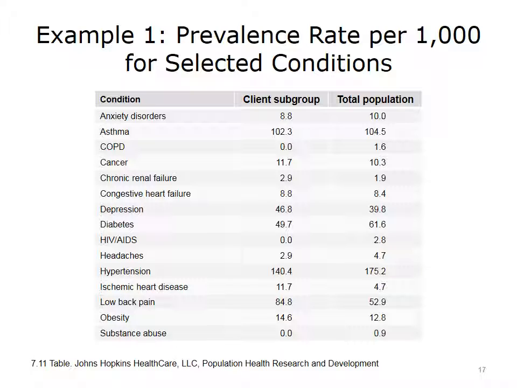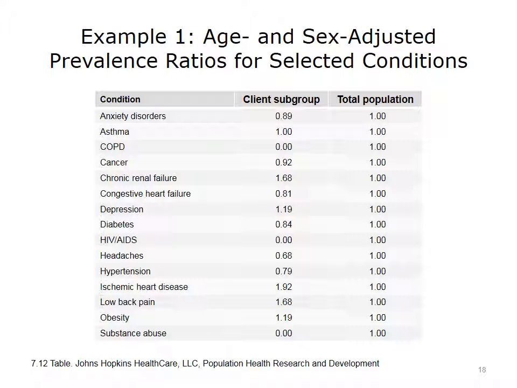So 10 in 1,000 employees have a condition or a diagnosis of anxiety in our overall population. In our subpopulation, only 8.8 per 1,000 have a diagnosis of anxiety. And from this table, you can quickly get a good sense of the most prevalent conditions within the population: hypertension, asthma, diabetes, and low back pain. And so then you can begin to focus strategies based on those most commonly occurring or most prevalent selected chronic conditions. This table shows age and sex-adjusted prevalence ratios for selected conditions.